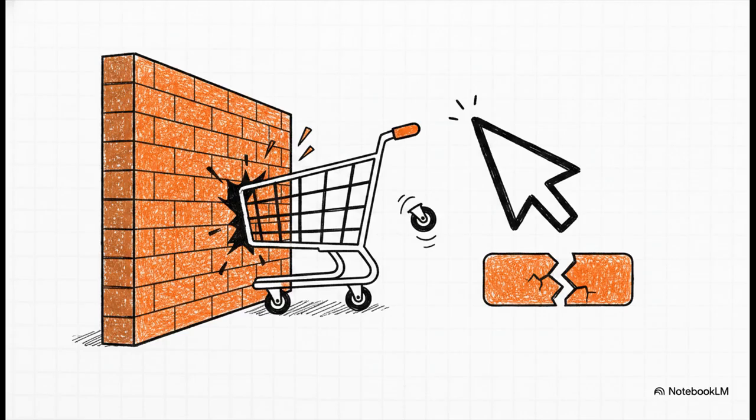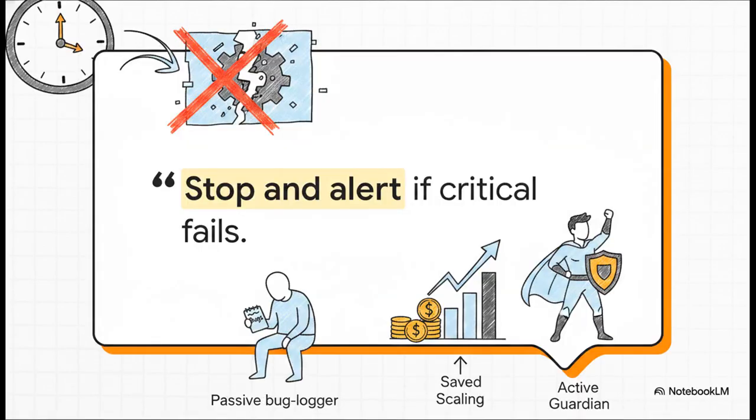Now, the old way of doing things, a tester would log the bug and then waste another 4 hours testing the rest of that broken cart. Not us. We follow the golden rule. Stop and alert if critical fails. By strictly sticking to this, you totally shift your role. You stop being just a passive bug logger and become an active guardian of your company's time and resources.